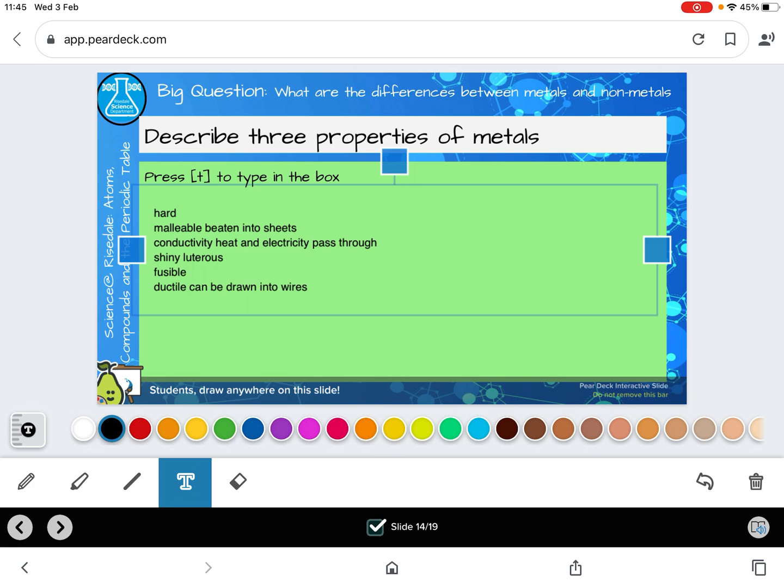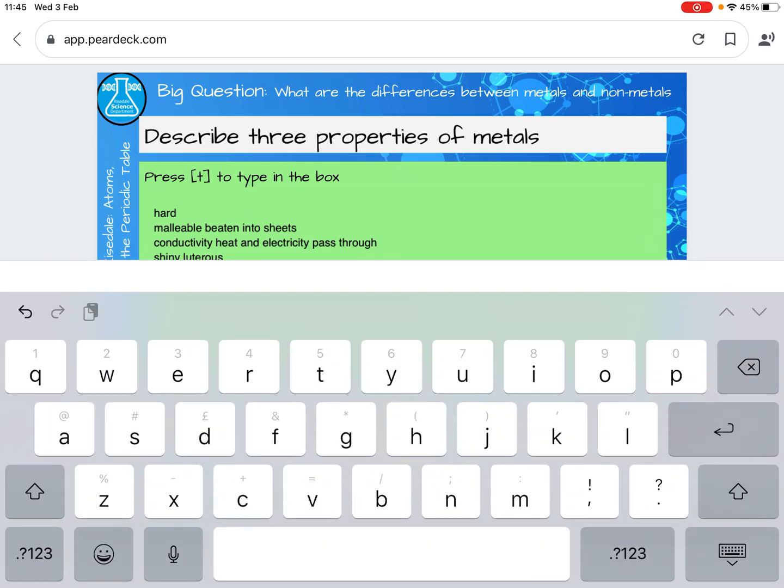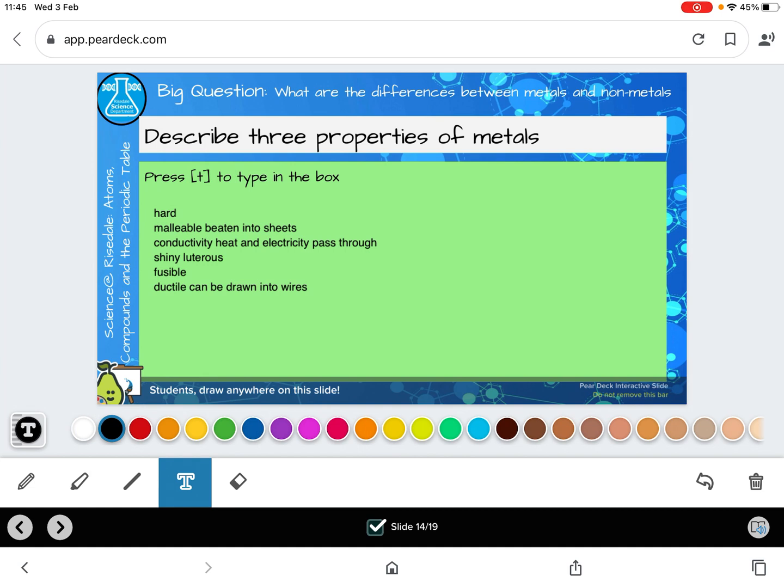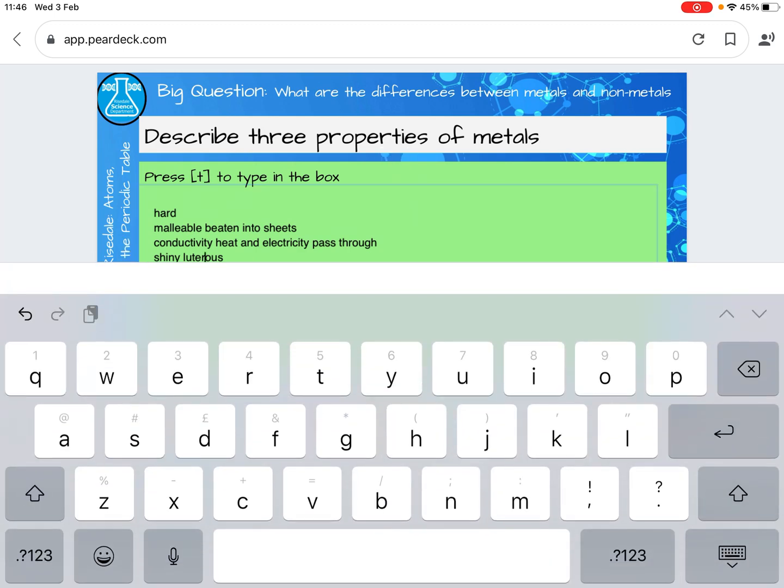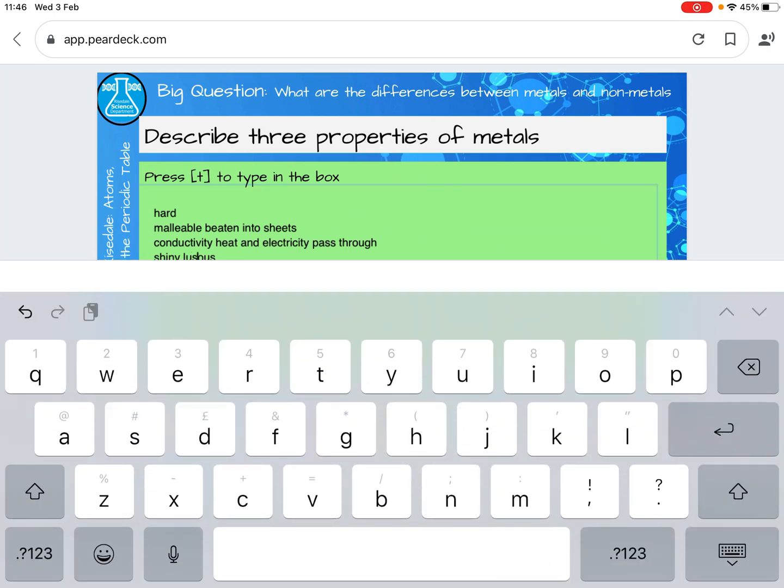Okay, so 3 properties of metals. They are hard, they are malleable, which means they can be beaten into sheets. Conductive or conductivity, they are good at letting heat and electricity pass through them. Shiny or lustrous, I've also spelled lustrous wrong there as well. My spelling is not very good under pressure there, is it?